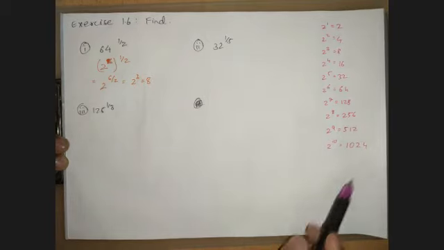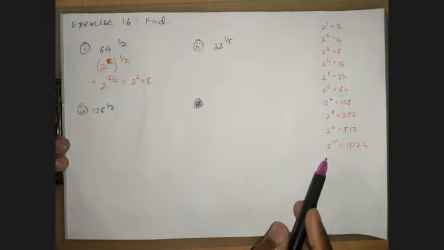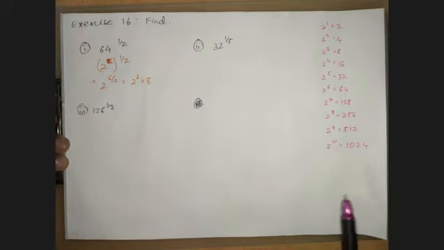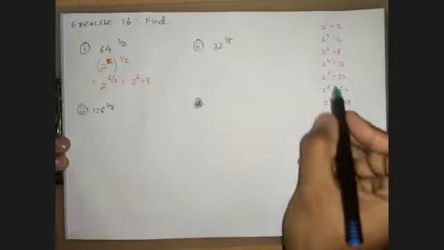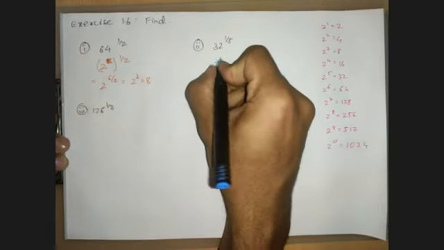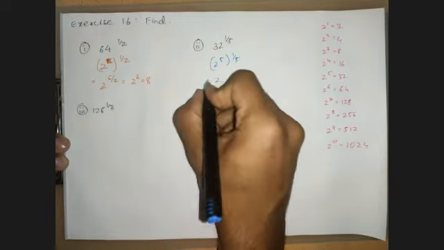So I think if we practice this, it would be easier, or else we have to factorize each number. So now let us look at the second one. It is 32 power 1 by 5. 32 is 2 power 5. So 2 power 5 whole power 1 by 5. So 5 gets cancelled. The answer is 2.